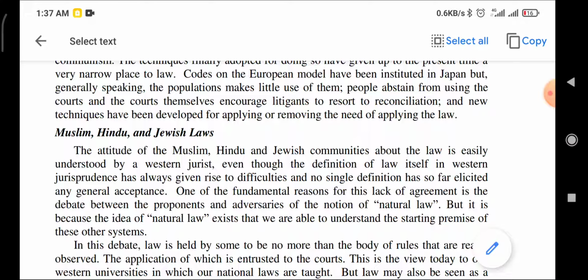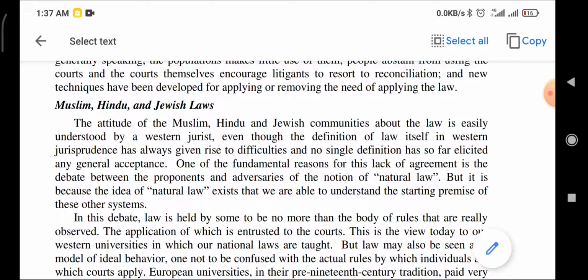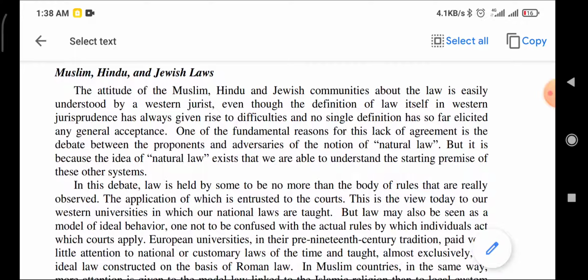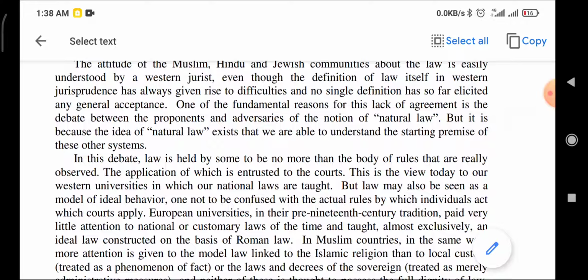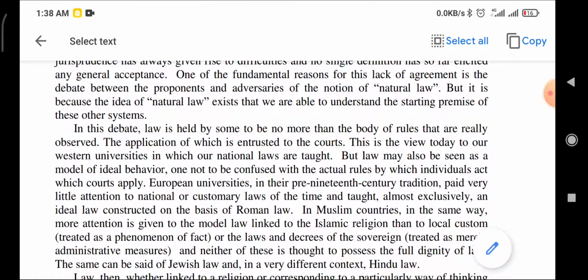In the debate, law is held by some to be no more than the body of rules that are really observed, the application of which is entrusted to the courts. This is the view today in our Western universities in which our national laws are taught. But law may also be seen as a model of ideal behavior, one not to be confused with textual rules by which individuals act and which courts apply. European universities in their pre-19th century tradition paid very little attention to international or customary laws of the time and taught almost exclusively an ideal law constructed on the basis of Roman law.